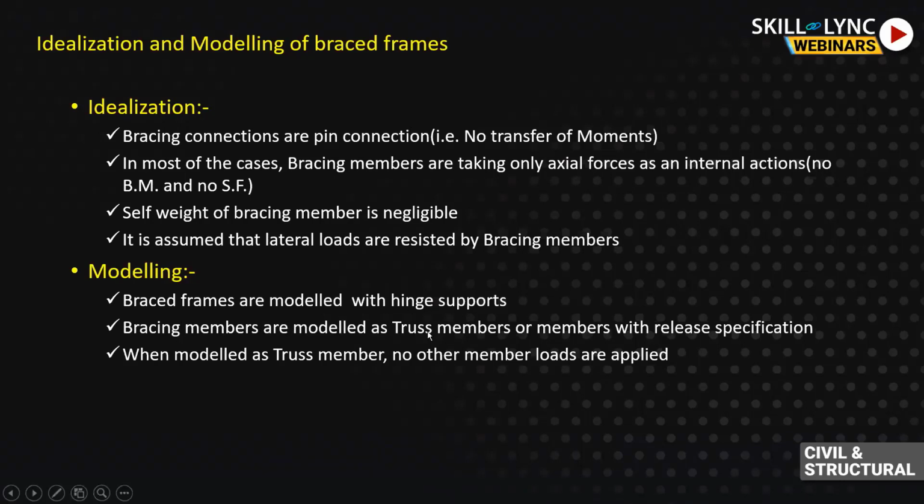Then bracing members are modeled as truss members or members with release specification. The truss member specification forces the analysis to take that the member is going to take only axial forces, either compression or tension, but there will not be any moment. But there is also the option of members with release specification. Release specification is used when you are considering the self-weight. If you are taking the self-weight and the lateral loads, then you have to take this specification. Otherwise, in most cases, you take them as truss members.